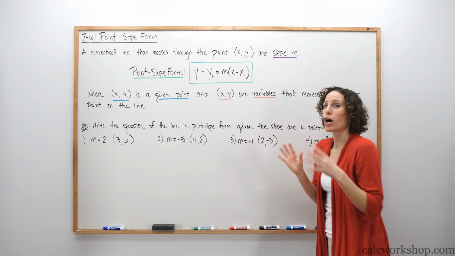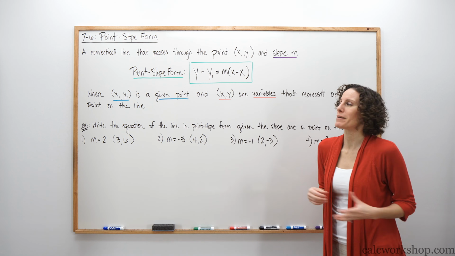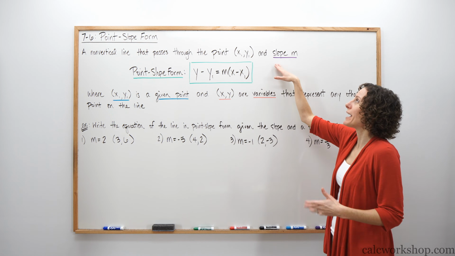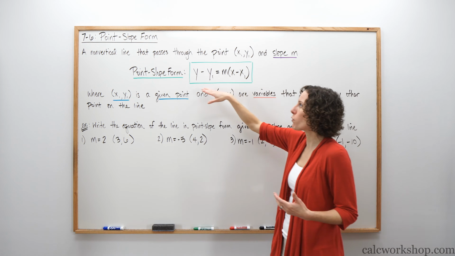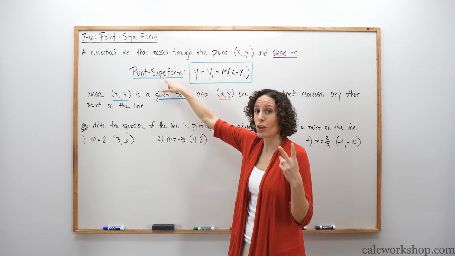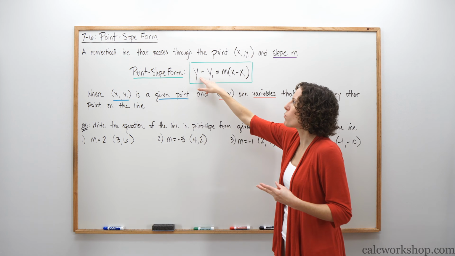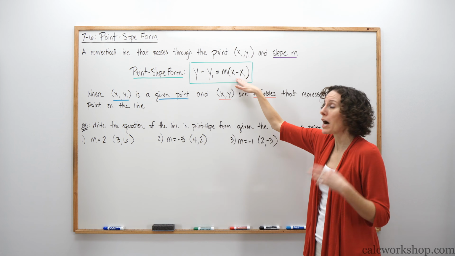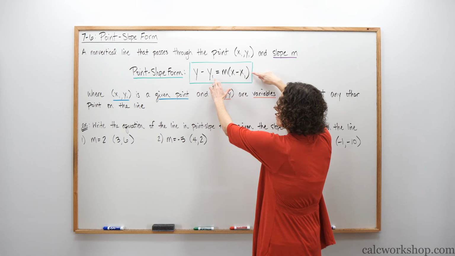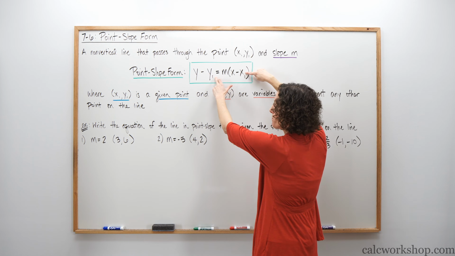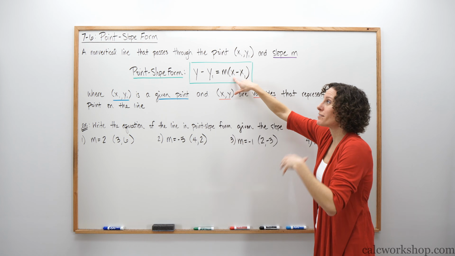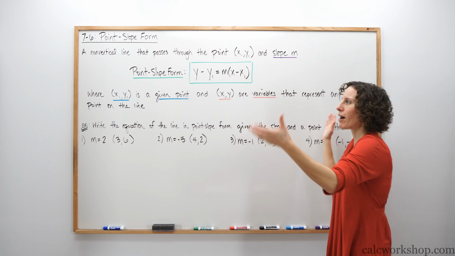But before we get into that, let's talk about the formal definition of what point-slope form is. A non-vertical line that passes through the point (x1, y1) and has a slope m is written in what's considered point-slope form because, again, we're given a point and we're given a slope, so it's pretty nicely named. We say y minus y1 equals m times the quantity x minus x1, where x1 and y1 are the point that's given. x and y are variables, and they represent all the other points on the line.